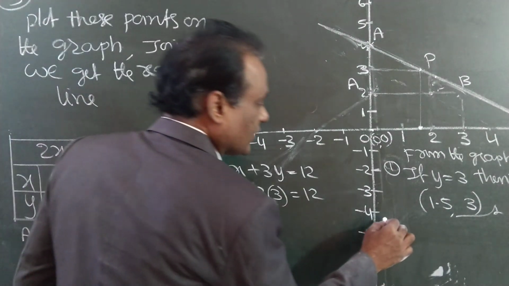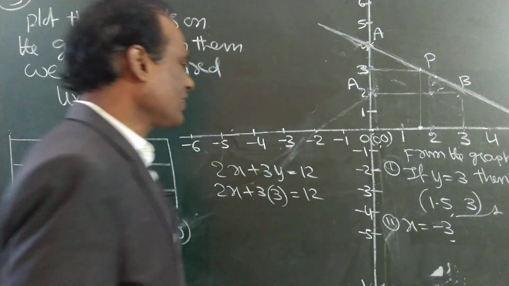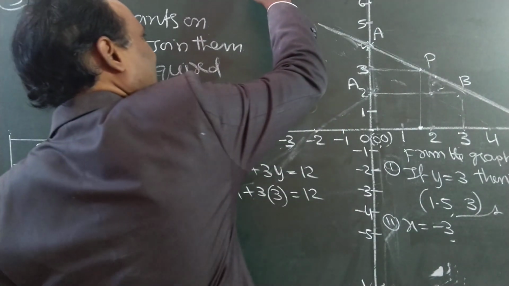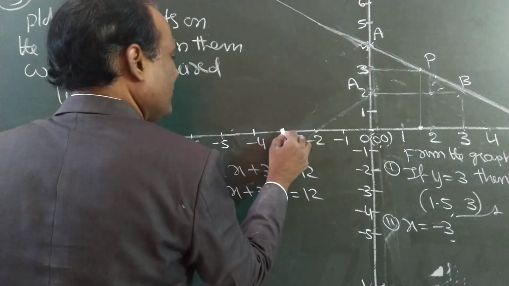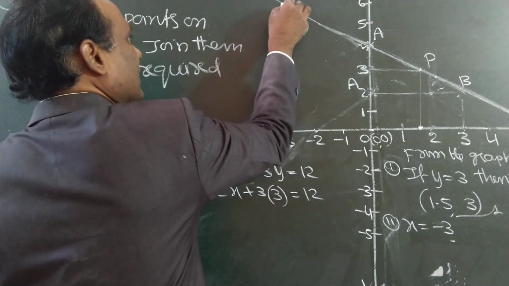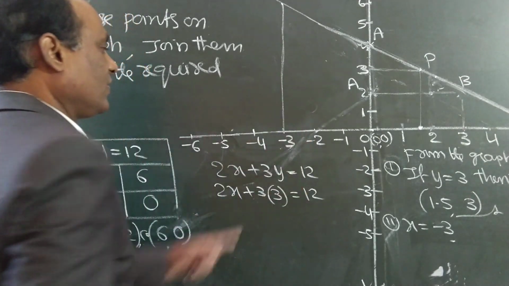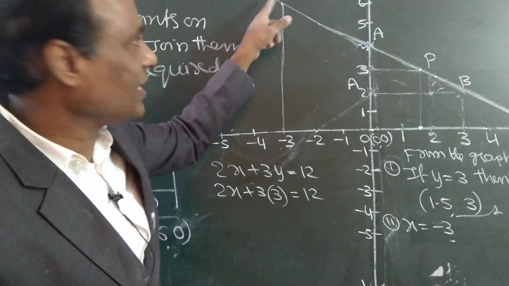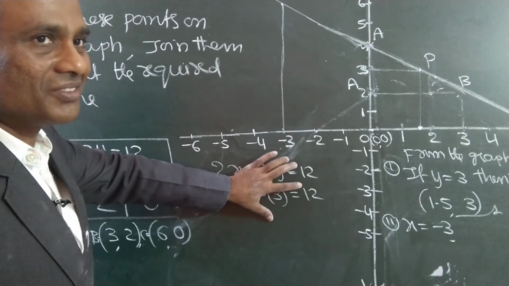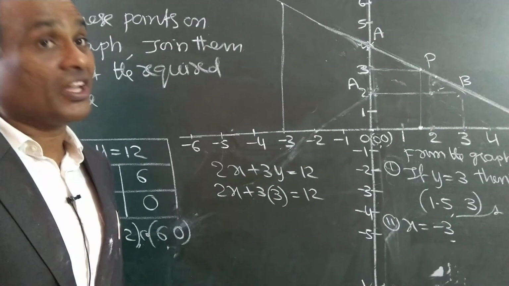Like that, the x coordinate is minus 3. X is equal to minus 3. So extend this line. If x is minus 3, from here you see the vertical line, and tell what is y. What is y? You check on the graph. We should not do it this way, only for checking I am doing this. Actually we have to get it from the graph.